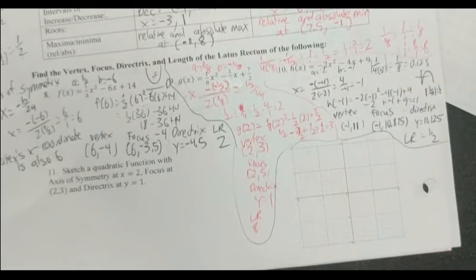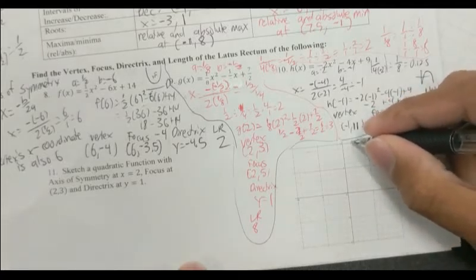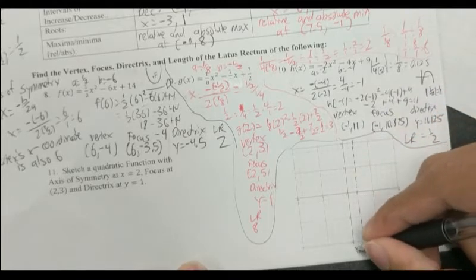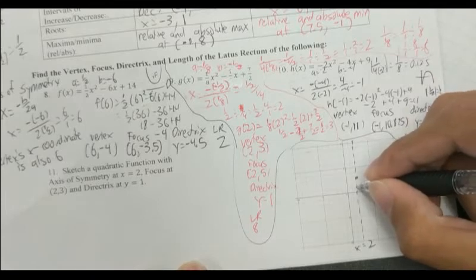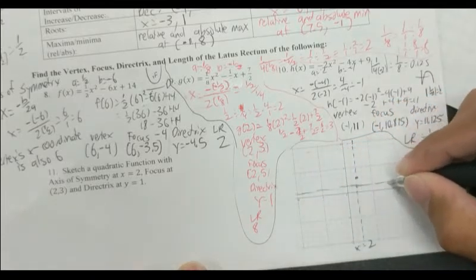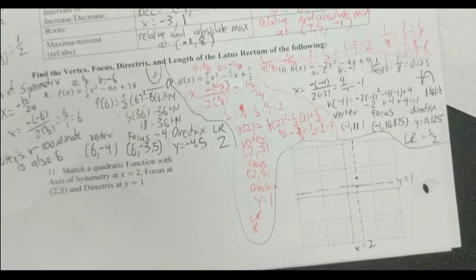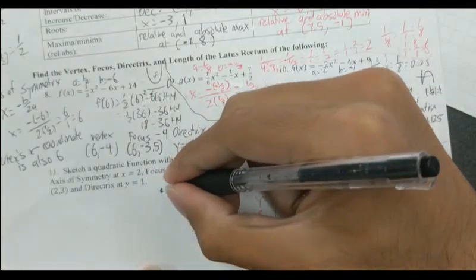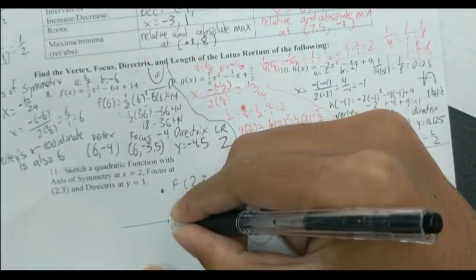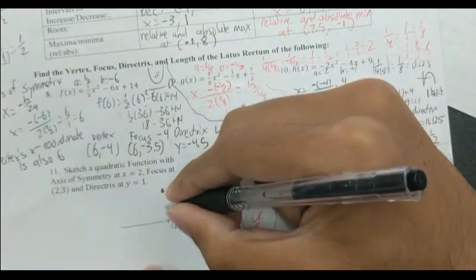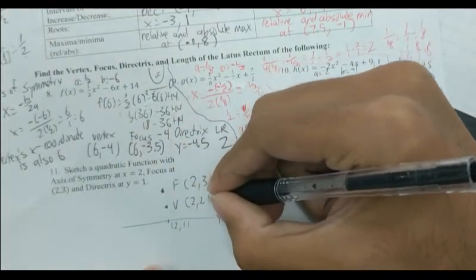Okay, and finally, sketch a quadratic function with axis of symmetry at 2, focus at 2, 3, and directrix y equals 1. Okay, so I'll draw my axis of symmetry first. Okay, focus at 2, 3, directrix at y equals 1. Okay, so I know that the vertex is always equidistant from the focus and directrix, right? So if we've got the focus at 2, 3, and the directrix is y equals 1, so including the point 2, 1, halfway between them, the vertex must be 2, 2.